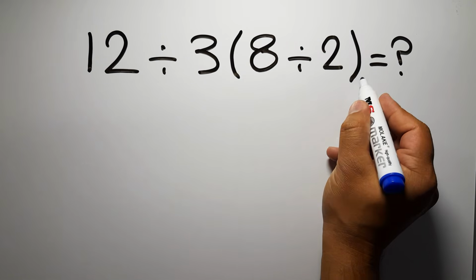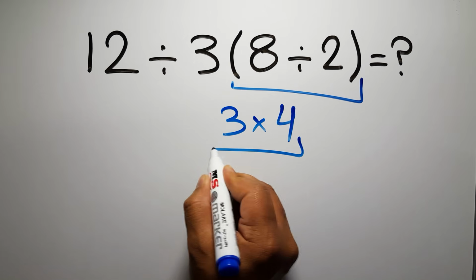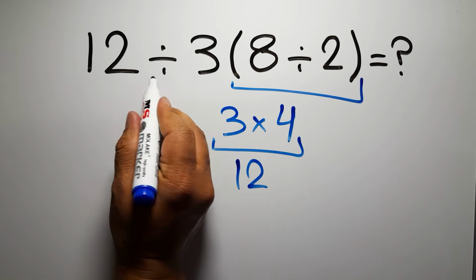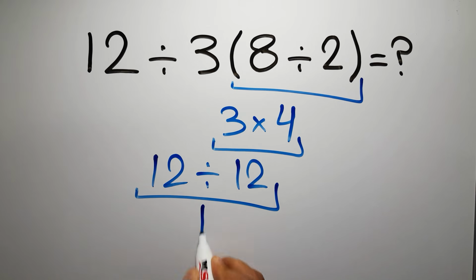8 divided by 2 gives us 4. And 3 times 4 gives us 12. So 12 divided by 12, which equals 1. But this answer is not correct.